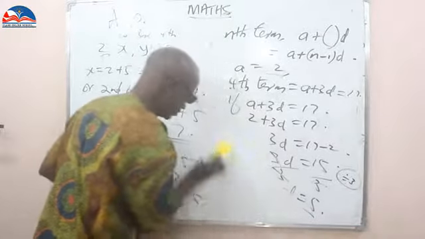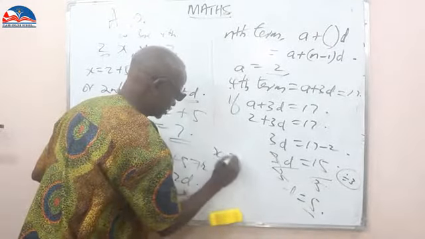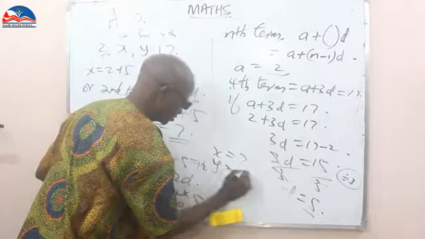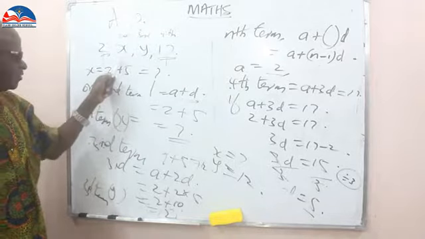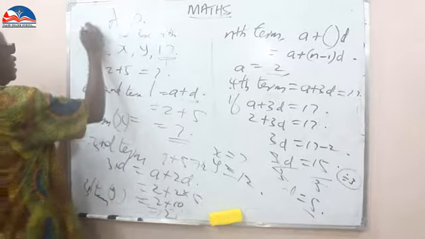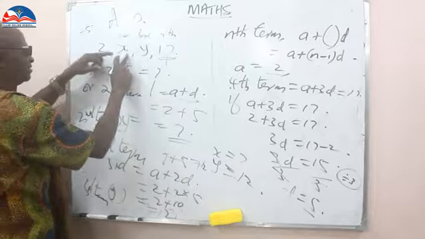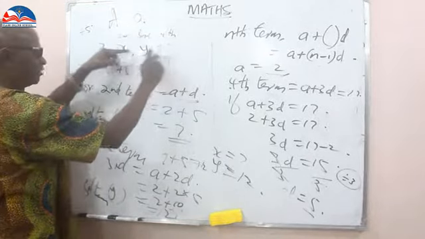Finally, my x equals 7, y equals 12. X here is 7, y is 12, because I am adding 5 each time. 2 plus 5, 7. 7 plus 5, 12. 12 plus 5, 17.